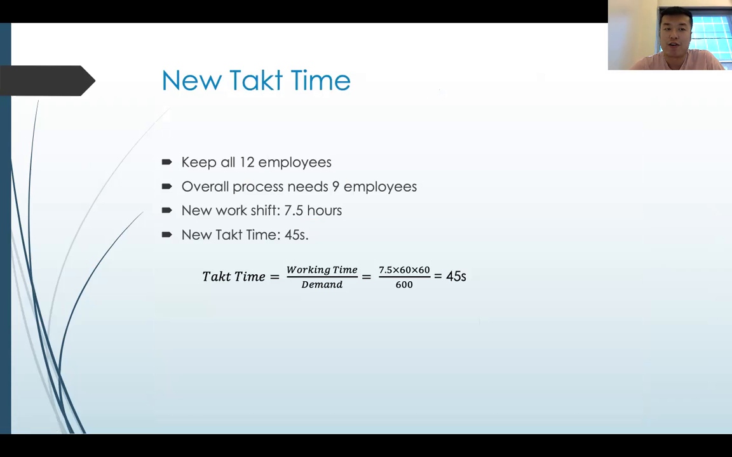However, I don't want to just get rid of the remaining 3 employees. I want to keep all the employees, but change the work shift from 10 hours to 7.5 hours. The overall process will need 9 employees. The new takt time will be 45 seconds, using the working time of 7.5 times 60 times 60 divided by the demand of 600 sandwiches per day. That will give us 45 seconds for takt time.